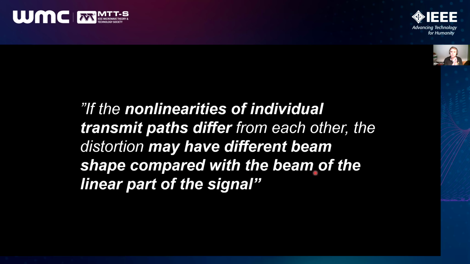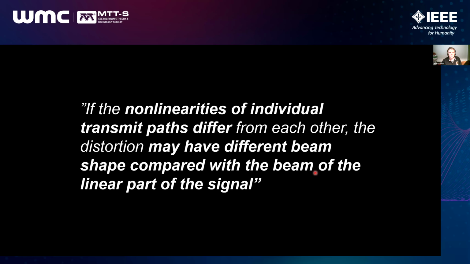Back to these kinds of claims, so let's make one more. The claim is that if the nonlinearities of individual transmit paths differ from each other, the distortion may have a different beam shape compared with the beam of the linear part of the signal. We learned previously that if you want to control the beam shape and beam direction, you need to create differences in amplitude and phase. It's the same thing here. If you want to understand how differences in the amplifier behavior, for example, are seen in the radiated signal, the differences are the key.